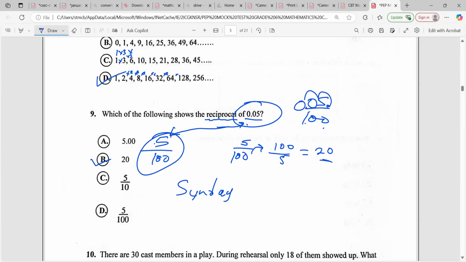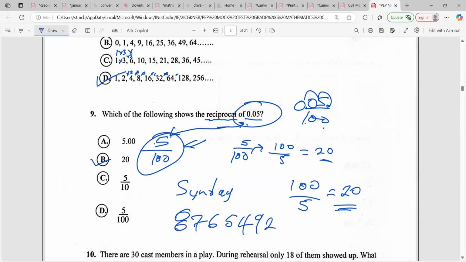So if we just find the reciprocal of 5 over 100, what would that be? Wouldn't it be 100 over 5? Yes, sir. It would then be 100 over 5, and then you divide. So when you divide, you get 20. And still, I don't think the answer is 20.